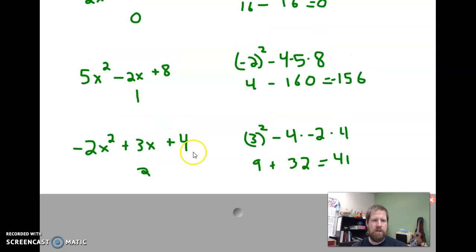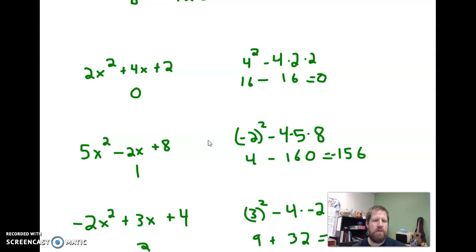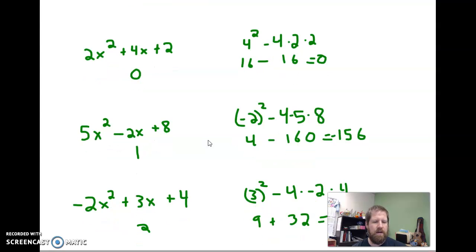And that's what the discriminant does. It tells you how many solutions. It doesn't tell you anything about the solutions, doesn't tell you anything about the value, just tells you how many solutions you have for that parabola, for that quadratic equation.